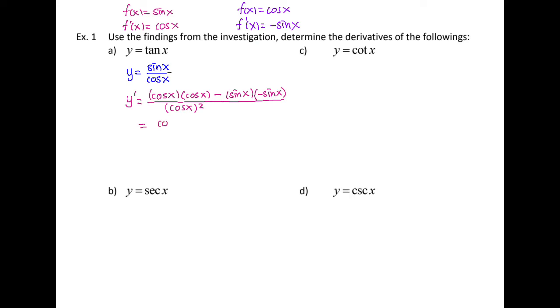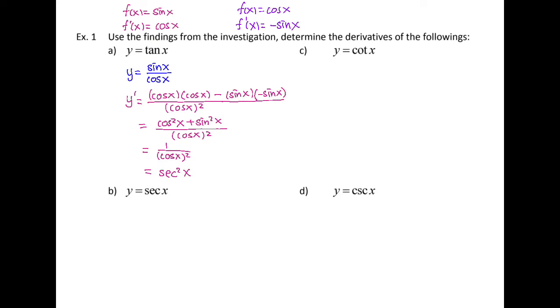Then we're going to have cos square x plus sine square x, and we know from the Pythagorean identity, cos square plus sine square is 1. So we can write 1 over cos x squared. And 1 over cosine is secant, so this will become secant square. So the differentiation of tangent will become secant square x.